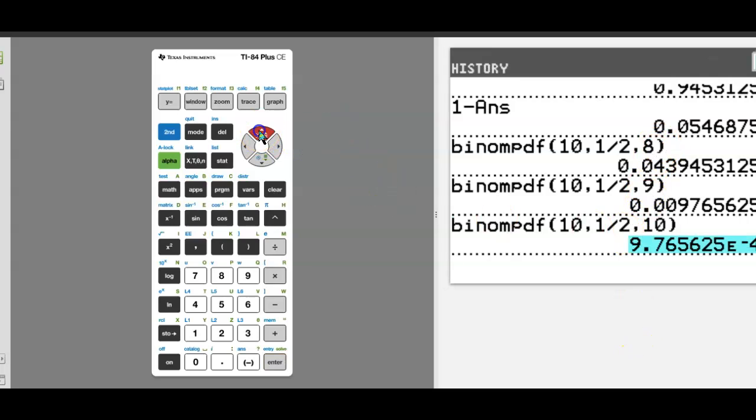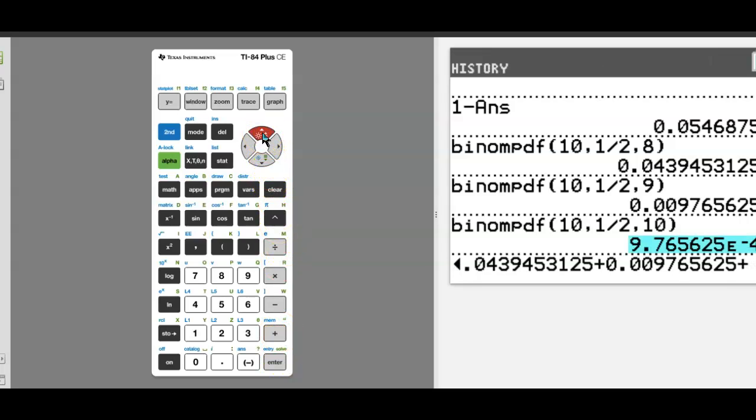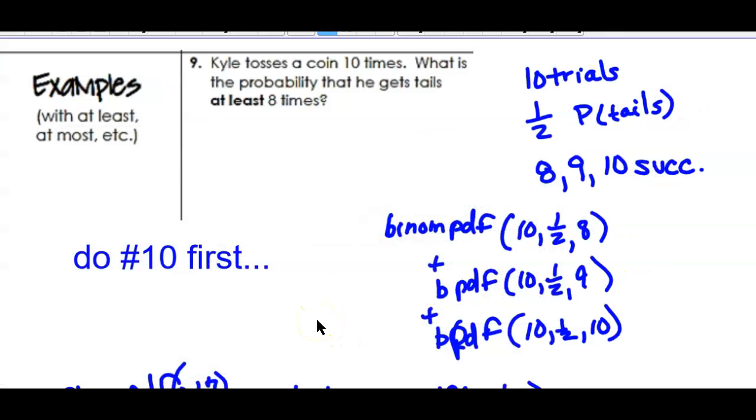Now they're very small numbers here. The bottom one looks big, but it's in scientific notation. There's almost no chance you get 10 out of 10, so it's a very tiny number. It's 0.00009 that you would get 10 out of 10 tails. But if you add those 3 probabilities up, you will get the same as we did up here when we did 1 minus the combined. So we got 0.0546 or 0.055.